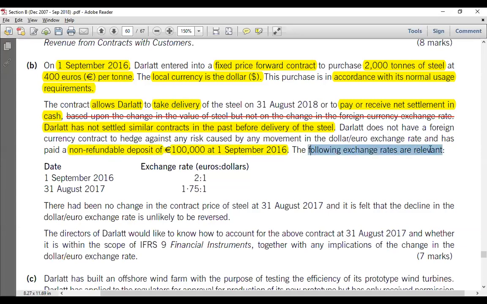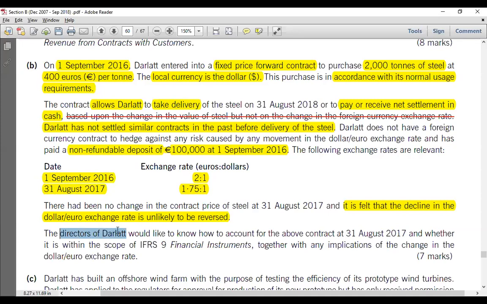The following exchange rates are relevant, where the rate on 1st September was 2:1 and on 31st August it was 1.75:1. So the rate has actually decreased. And the question further says that there had been no change in the contract price of steel at 31st August 2017. And it is felt that the decline in euro-dollar exchange rate is unlikely to be reversed. So this decrease will not be reversed in actual.